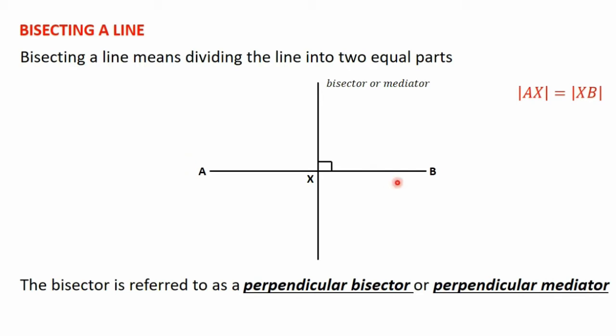So when you bisect a line, the bisector or the mediator can also be referred to as a perpendicular bisector or a perpendicular mediator. This is because the bisector or the mediator meets the line it bisects at a right angle or a 90-degree angle. Now that we know what it means to bisect a line, let's learn how to bisect a line. We are going to consider two examples.